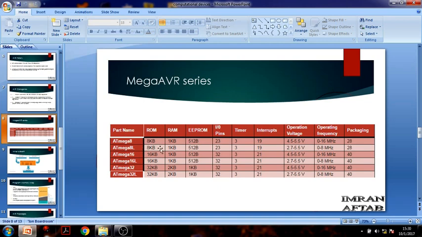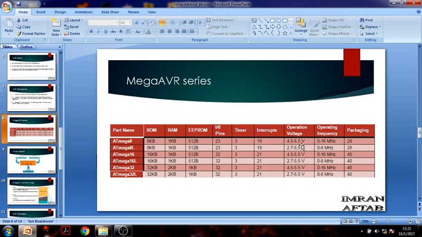In that one we have 8 KB of ROM. I know 8 KB is a very small amount compared to what you may have imagined, but it is sufficient for our project. You can make various types of projects in this amount of memory only. The RAM is 1 KB, the EEPROM is 512 bytes. And in the ATmega8 the total number of pins is 28, 14 on one side and 14 on the other side.